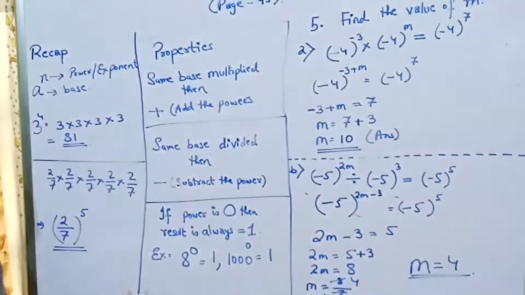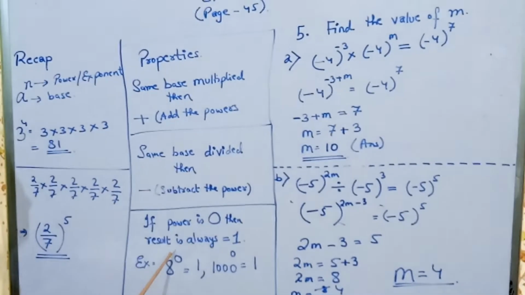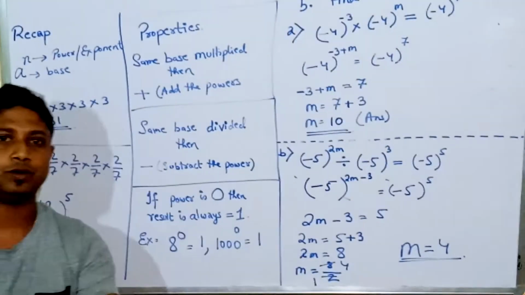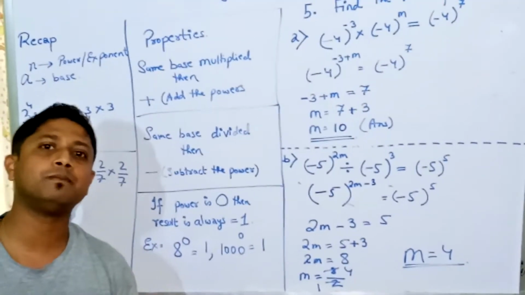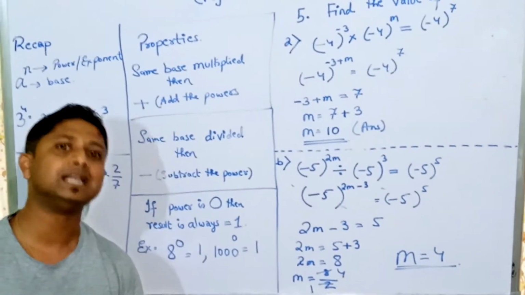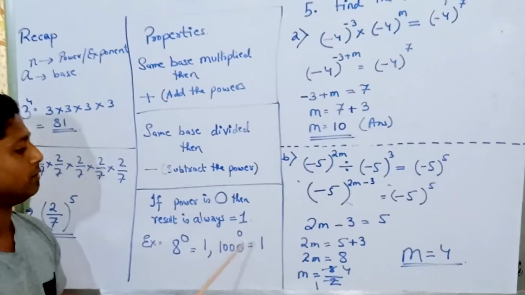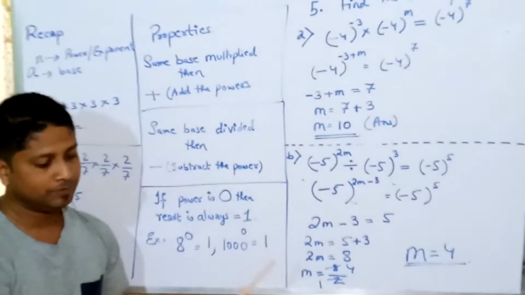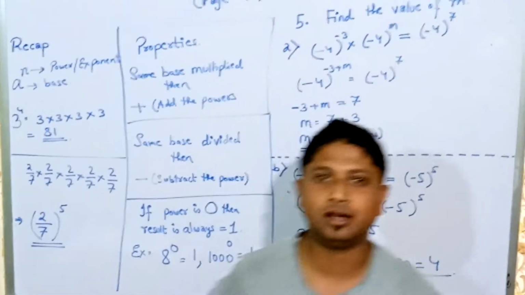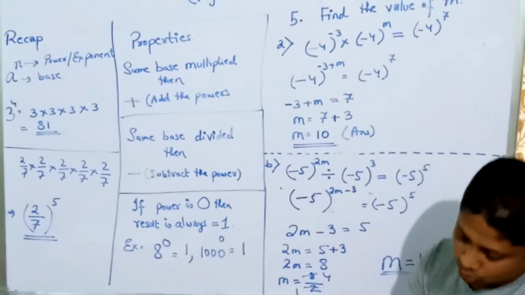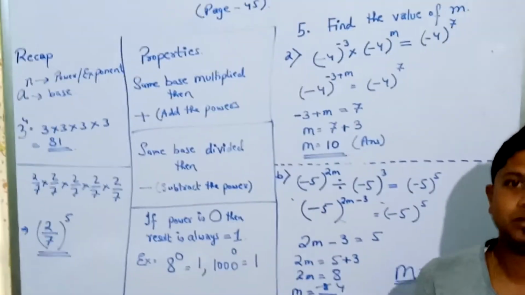I have just given a few examples. 8 to the power of 0 is 1. 2 to the power of 0 is 1. 3 to the power of 0 is 1. Any number to the power of 0 is always 1. Similarly, 1000 to the power of 0 is also 1. This will be sufficient for you to solve the entire exercise 3.1.